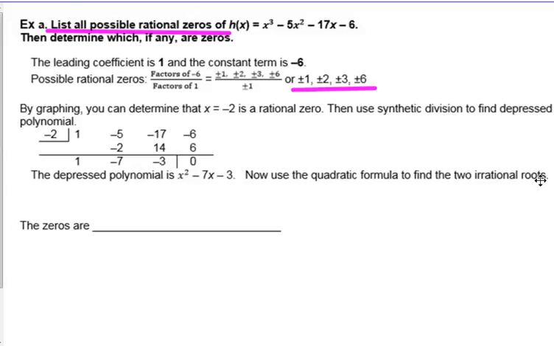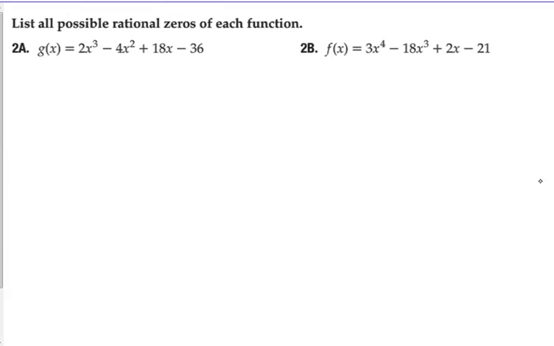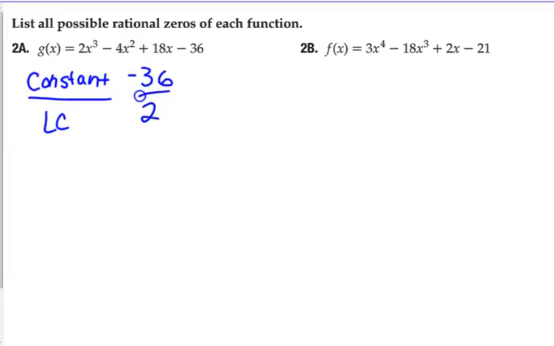I'm going to skip this example and come back to it. I just want you to help me real fast because this is exactly what it will say on the quiz. It'll just say list all possible rational zeros for this function. What is the leading coefficient and constant on this example up here? Can you all see that one? The constant is negative 36. The leading coefficient is 2. We need all the factors of that.